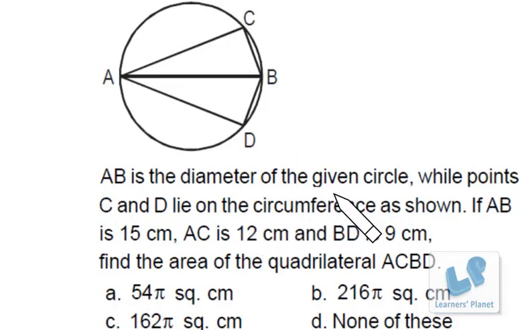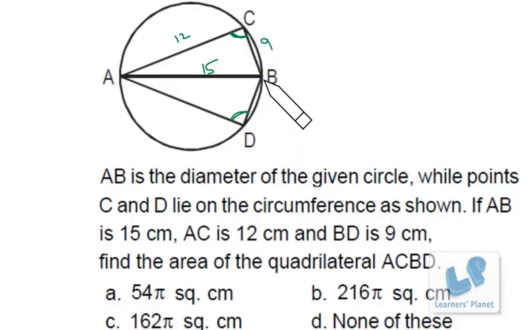AB is the diameter of the given circle while points C and D lie on the circumference as shown. If AB is 15, okay, CD is on the circumference and AB is the diameter, that means this angle must be 90 degrees. Similarly, this angle must be 90 degrees, that is the angle in a semicircle. Now AB is 15, AC is 12. So this is 12, this is 15, 3 5s are, 3 4s are, that means this should be 3 3s are. So BC must be 9.